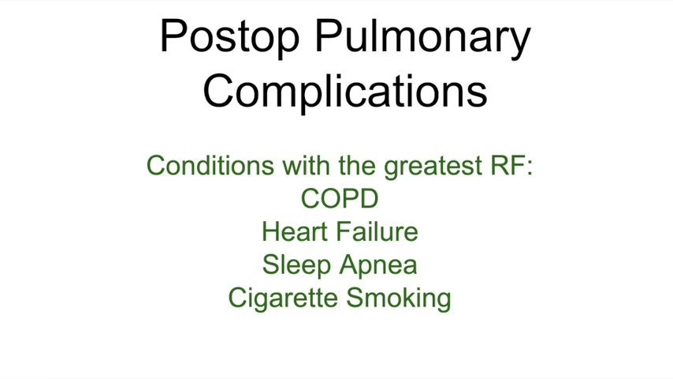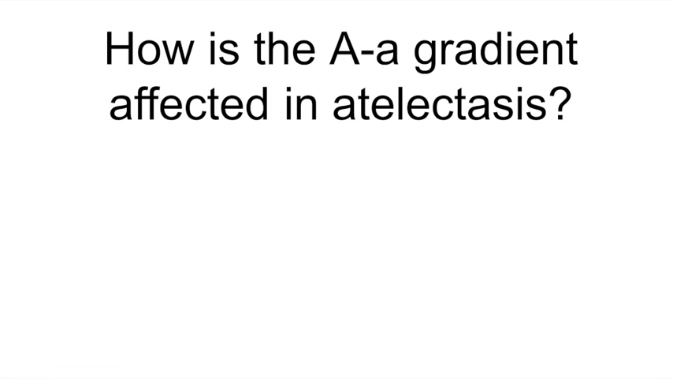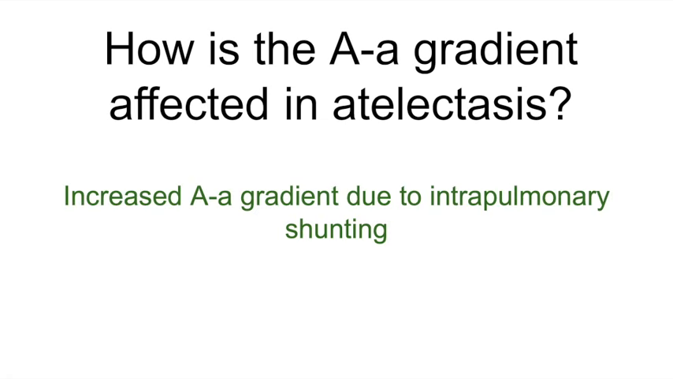Patients can do incentive spirometry and deep breathing exercises post-op to increase lung volumes and diminish the chances of getting atelectasis. How is the A-a gradient affected in atelectasis? It is increased due to intrapulmonary shunting. Atelectasis typically occurs 2 to 5 days post-op, and symptoms include increased work of breathing or hypoxemia. Chest X-ray also reveals linear opacifications in the bilateral lung bases.